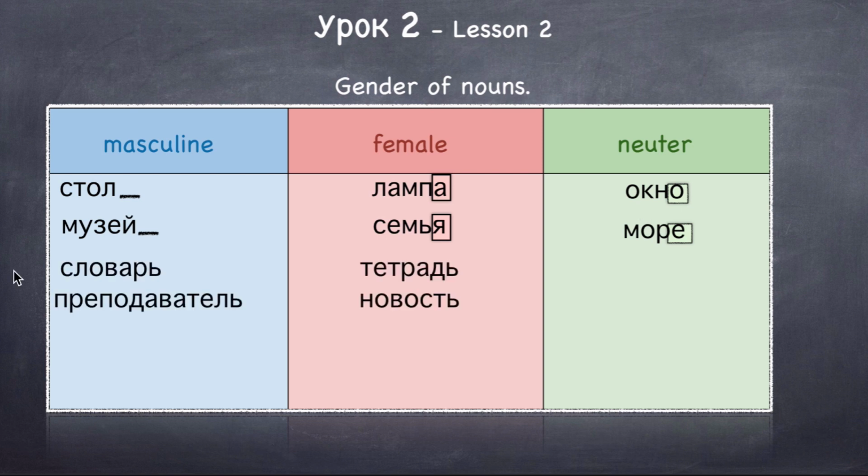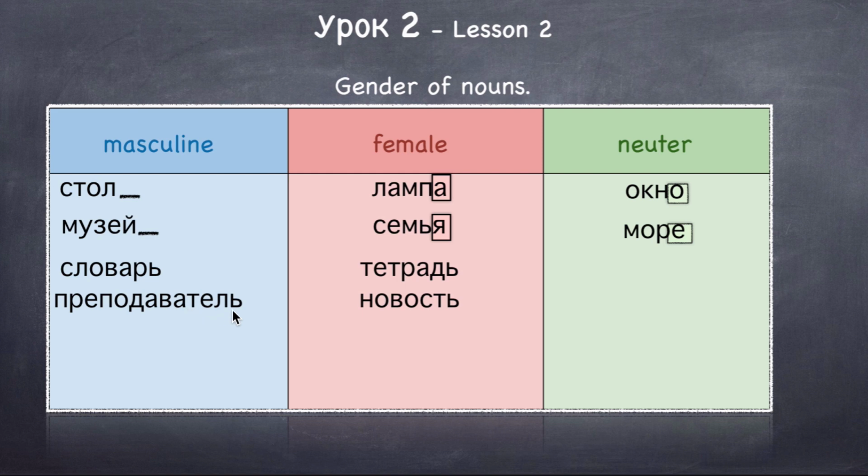Now, there is a group of nouns that end with a soft sign. Some of them belong to the masculine gender, some of them to the female gender, and this we have to memorize. Although there are some tips that will give us an idea whether the noun is masculine or feminine. For example, all nouns ending with ar belong to the masculine gender, like словарь.